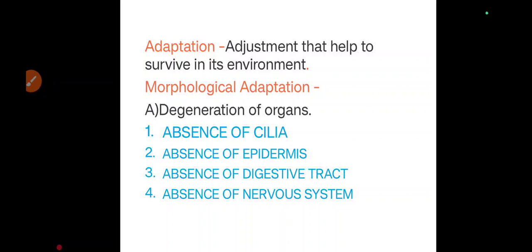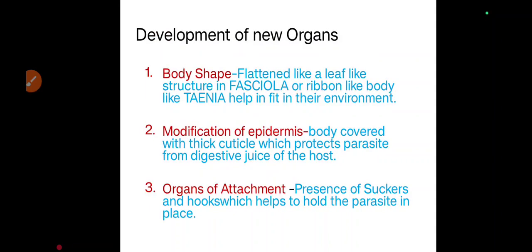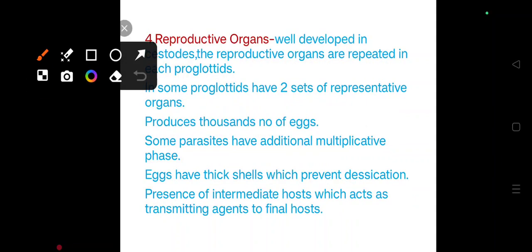The fourth point is absence of nervous system. Because parasites live inside the host body and acquire a stable environment from the host, there is no need of a nervous system. Then we will talk about the development of new organs. First, the body shape.